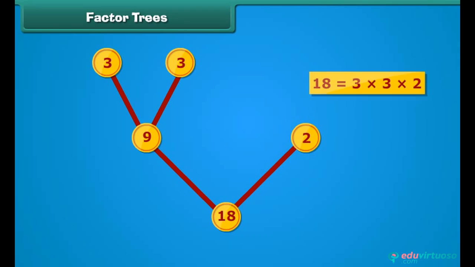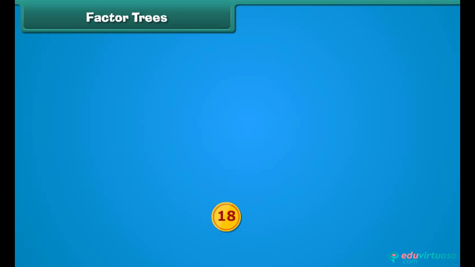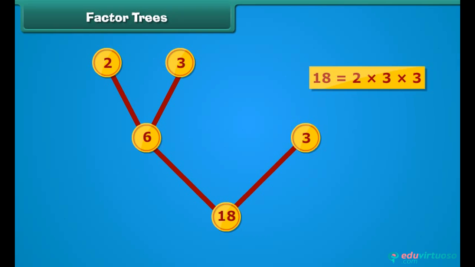We can write 18 as the product of 3, 3 and 2. 18 can also be expressed as the product of 6 and 3. We draw two branches from 18. Mark one as 6 and the other as 3. 6 can be written as the product of 2 and 3. We draw two branches from 6. Mark one as 2 and the other as 3. The factor tree is complete. We can again write 18 as the product of 2, 3 and 3.